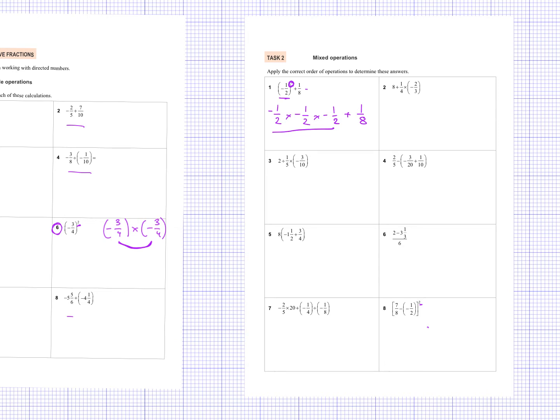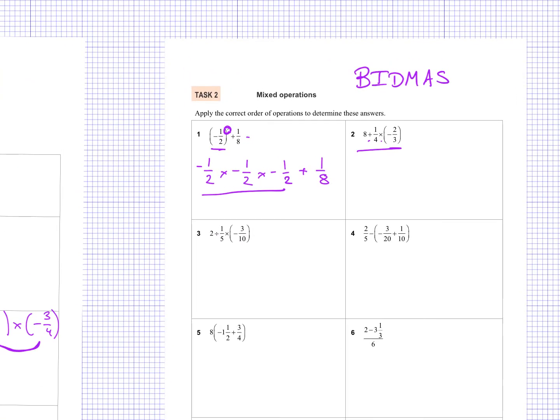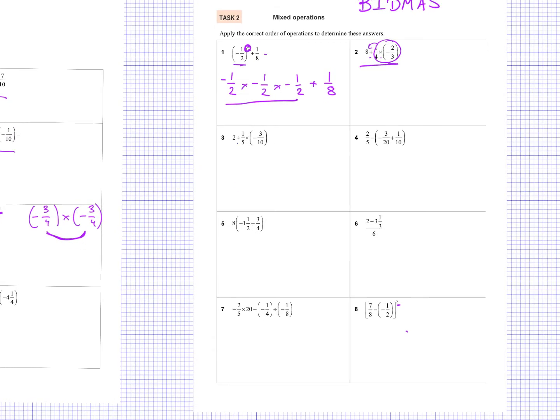Okay, this second page here uses BIDMAS or BODMAS all the way through. So you can see here we have a plus and a multiply. And if you remember your BODMAS, you'd remember that we do that first and then add. This one has a divide and a multiply, in which case we work from left to right. So we do that first, then multiply. This one has brackets and no multiplication, but subtraction and addition. So in which case we do the brackets first, and then we do this.